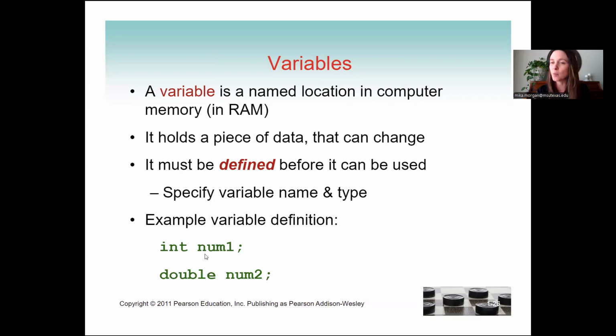That could go inside of num1. And then a double is going to be a number that can have a decimal. So for example, num2 could have 8.21, but num1 could only have something like -3, 14, 0, something like that.